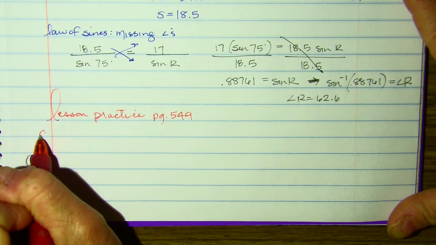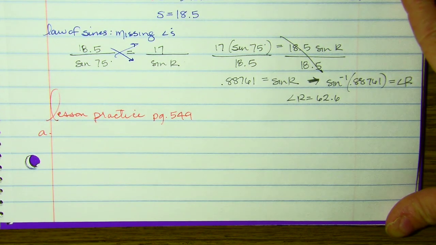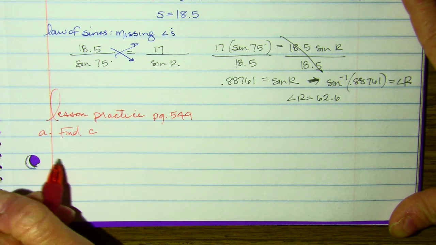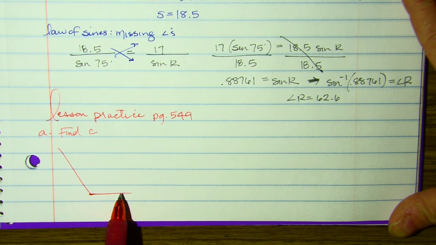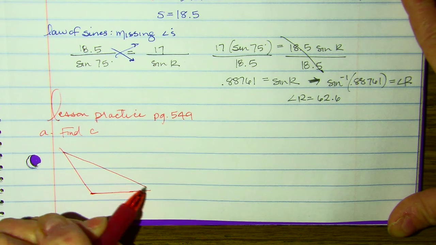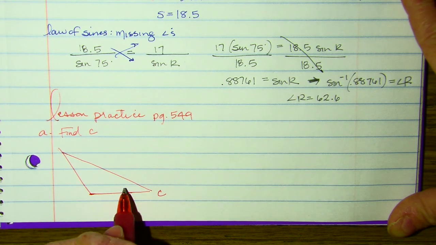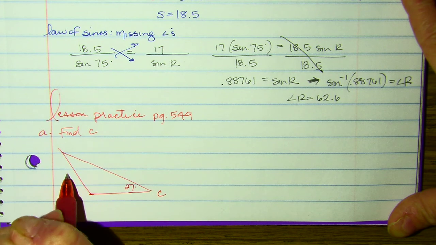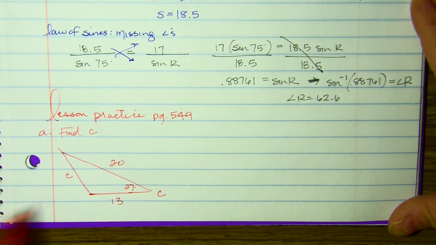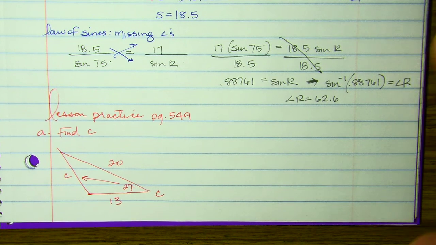And we'll do part A. So part A asks us to find C in the following. Again, this isn't drawn to scale. They told me this is C, this is 27 degrees. Here's 20 and here's 13. So they'd like me to find this side.